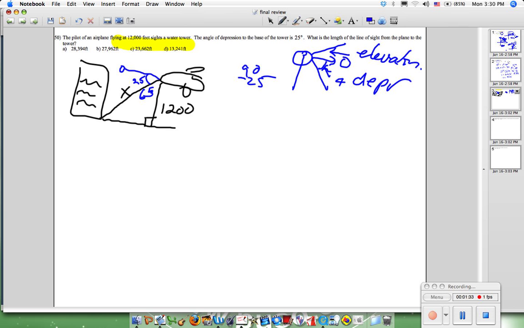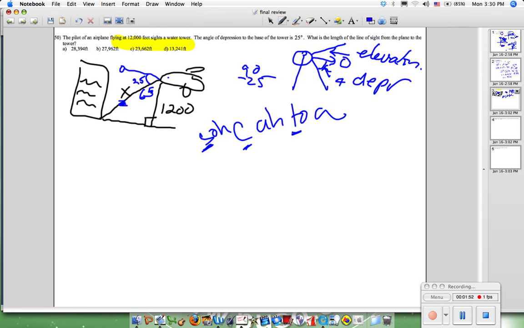So this is now going to lead us to finding a missing side on a right triangle. As soon as it's a right triangle, the best thing to do is think of using SOHCAHTOA. So let's identify which one we're going to use. Is this going to be sine, cosine, or tangent?